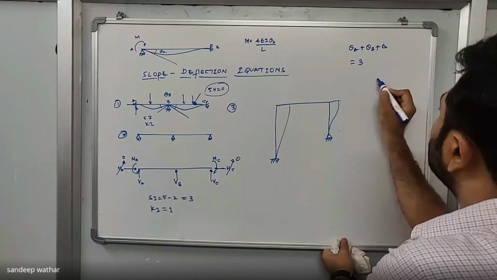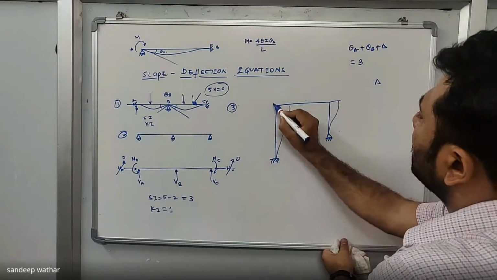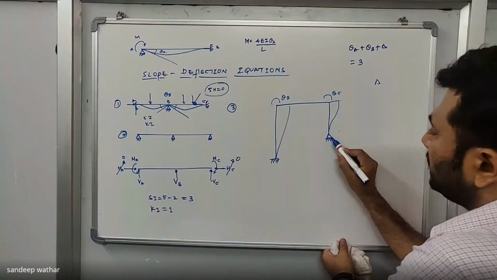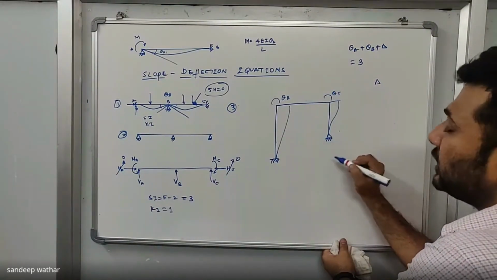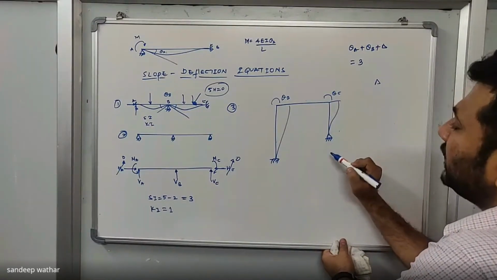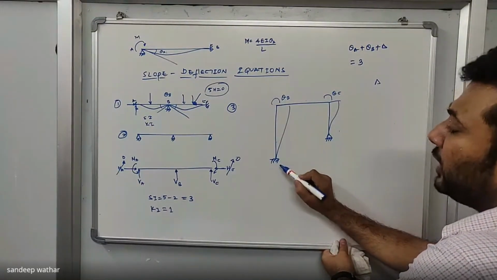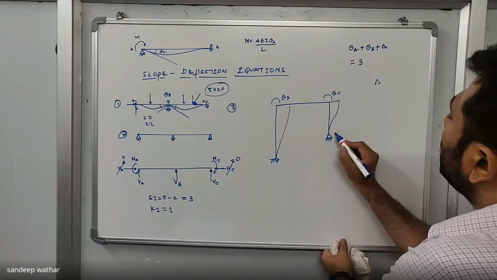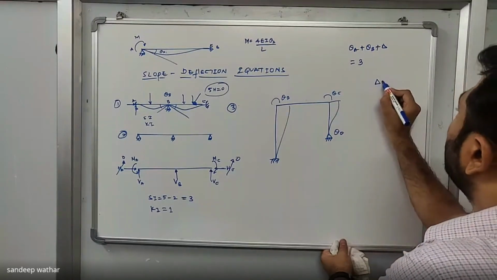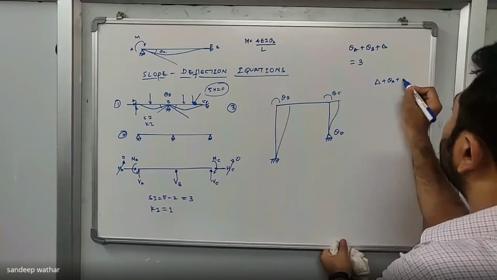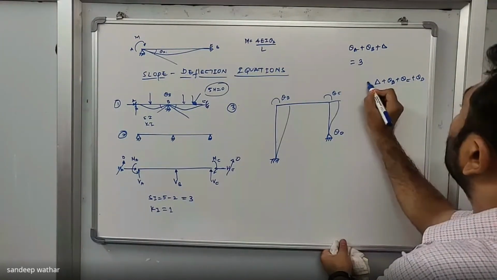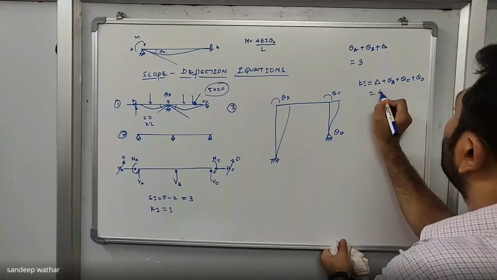So definitely there is a delta. Then we have theta B. Then we have theta C. Now see here, this is your pin joint. If it is a pin joint, what does it mean? There will definitely be a slope at this end also. But what will be the slope here? The slope here will be equal to 0 because it is fixed. So I'll call this theta D. Now delta plus theta B plus theta C plus theta D. Now the total kinematic indeterminacy is equal to 4.